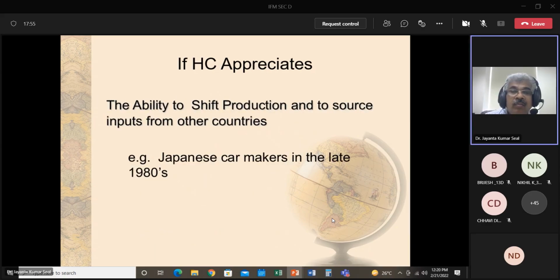When your home currency appreciates, there is the ability to shift production and to source inputs from other countries, because at this time you have the ability to import at a lower cost. That is the advantage that happened for the Japanese car makers in the late 1980s.